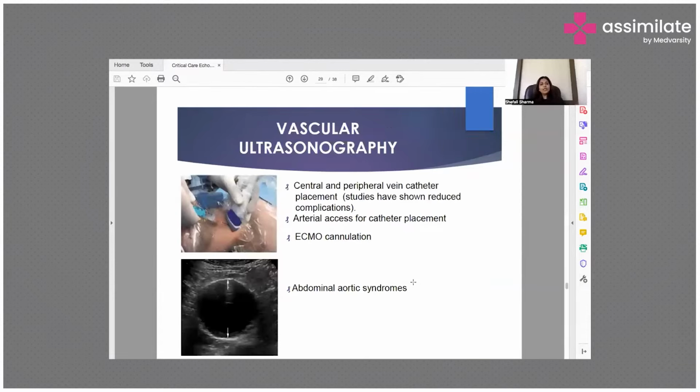Vascular ultrasonography. In the ICU, a lot of patients, or mostly all the patients, need a central line, a dialysis catheter, or a femoral line. Central and peripheral vein catheter placement with the use of ultrasound resulted in reduced complications. For arterial access for catheter placement, ECMO cannulation, and any abdominal aortic syndrome, the echo is very useful.